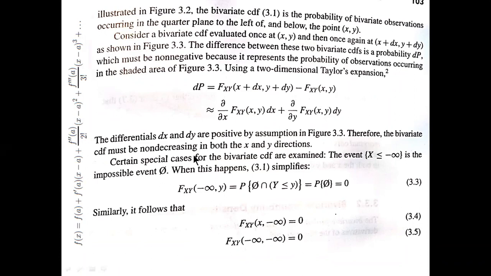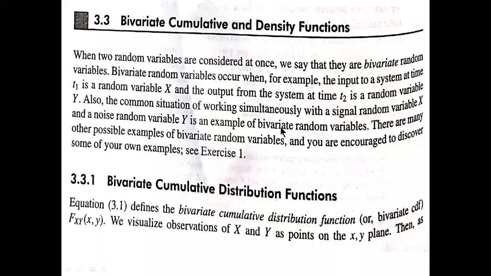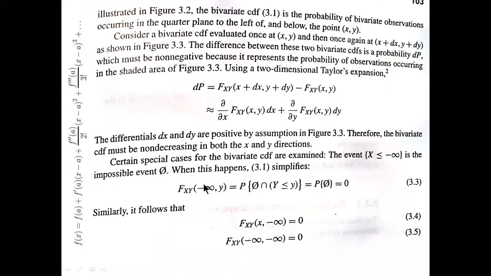Therefore, the bivariate CDF must be non-negative and non-decreasing in both the x and y direction. So we'll have certain special cases. As I said, if you take minus infinity here, it will become 0. If you take here plus infinity, it will become 1. So in the same way, we can consider here f of xy minus infinity comma y is equal to P of the null event intersection y less than or equal to y. This is null. Null intersection something will be null itself, and that will give us the value 0.